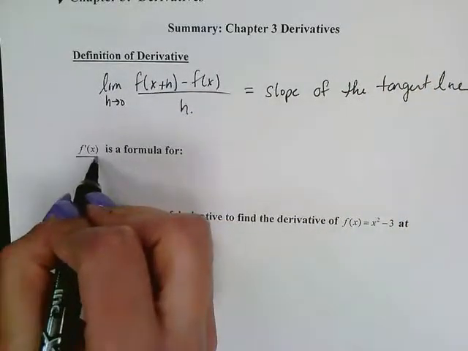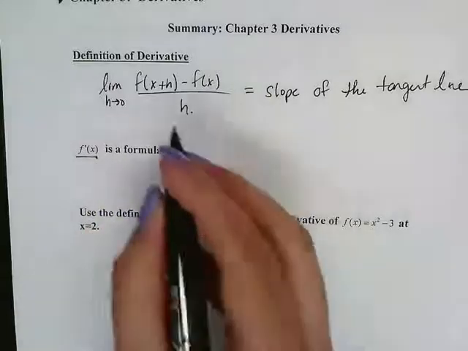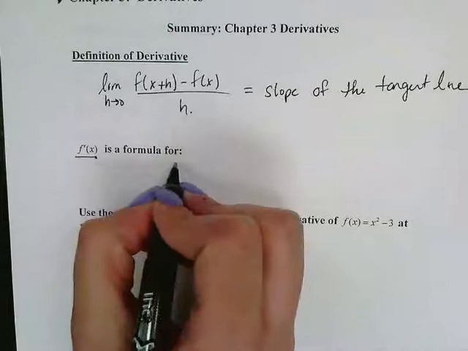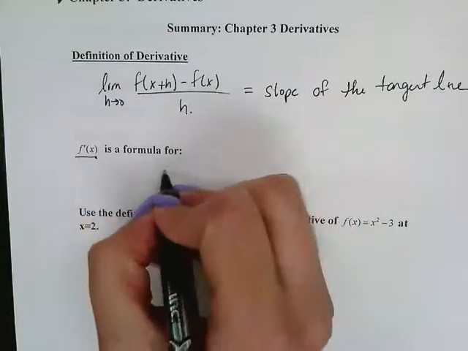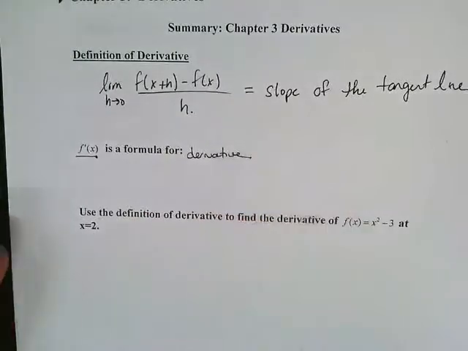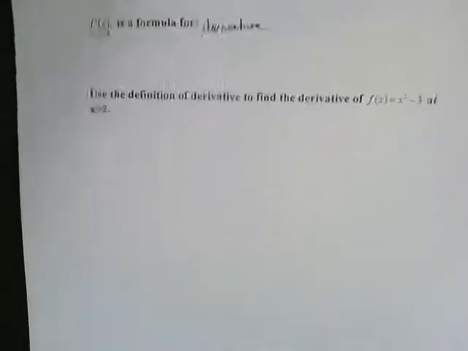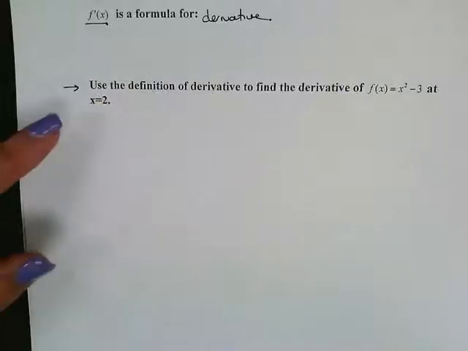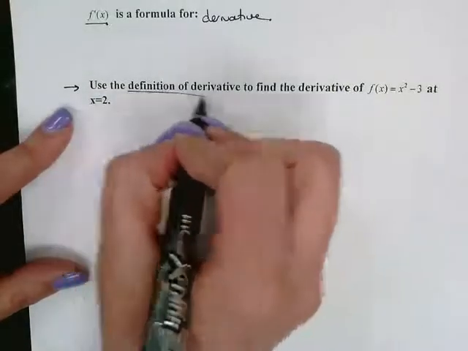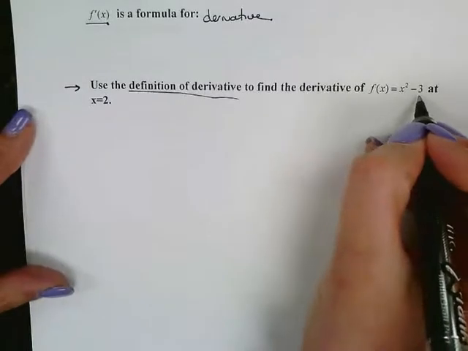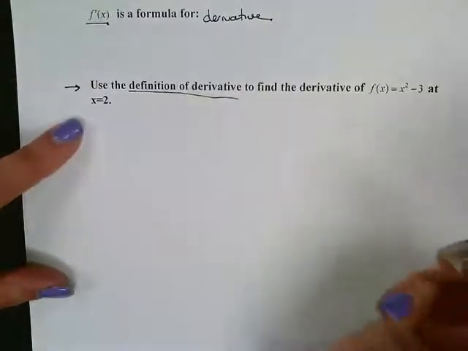So f prime of x is the formula for the derivative. So whenever you see f prime of x, it's the formula for the derivative. So I'm not really going to go over this too much, but using the definition of derivatives, let's find the derivative of f of x equals x squared minus 3 at x equals 2.